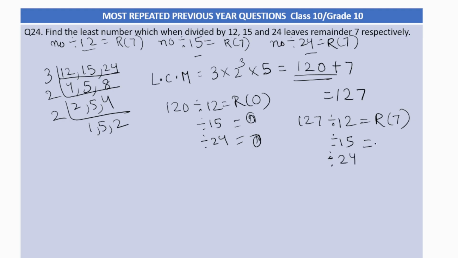Now that number 127 will not get fully divided. We will get a remainder in all three cases. So that least number will be equal to 127.